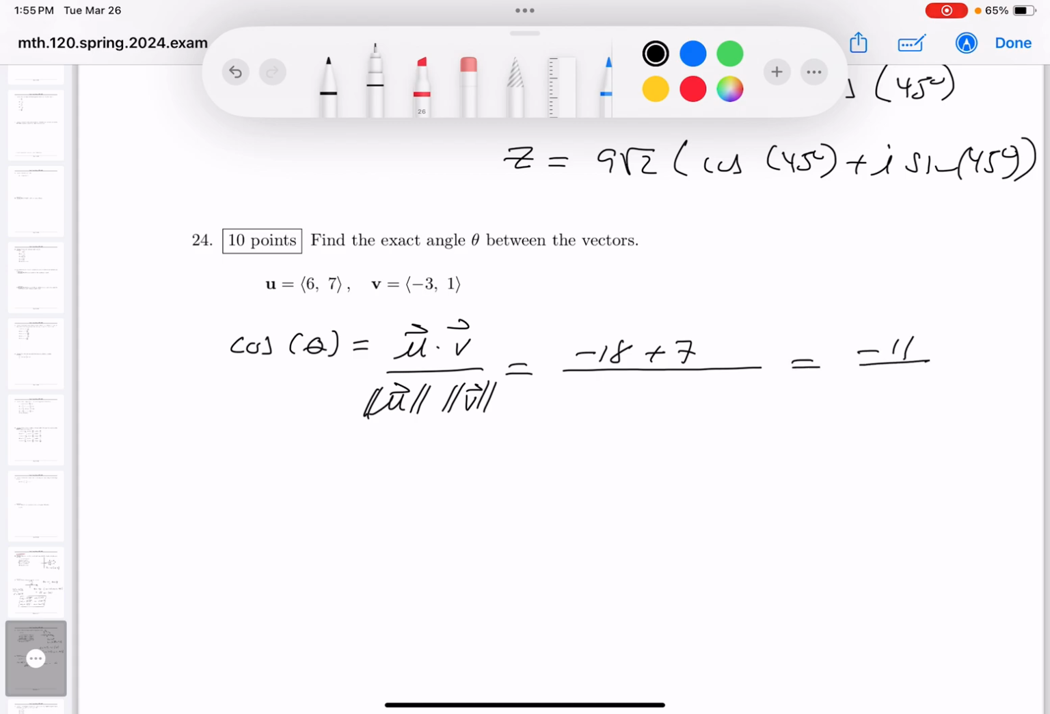Let's do the bottom now. That's a square root. That's going to be 36. I'll put this on the side for you. And 7 squared is 49. And what does that give you? 85. All right? 85. And then let's do the next one. Well, that's a little bit easier. It's 9 plus 1, which is 10. So that's going to be root 850. So theta is going to be the arccosine of minus 11 over the root of 850.